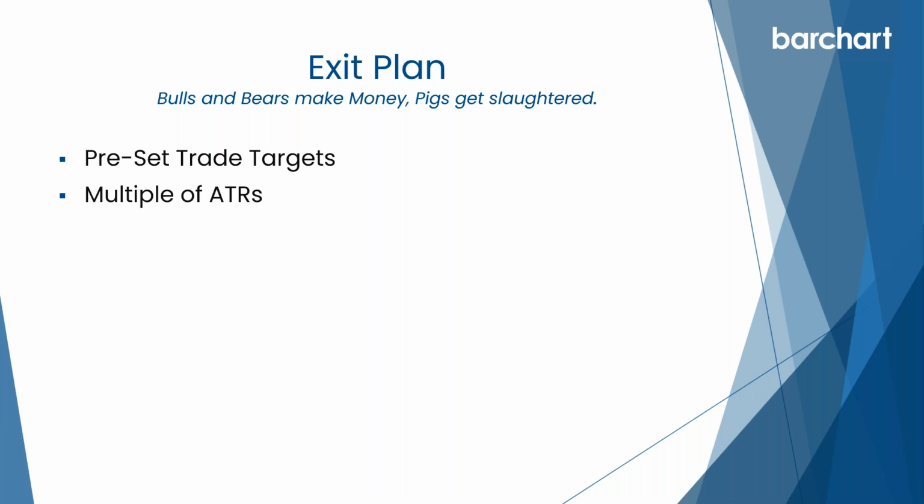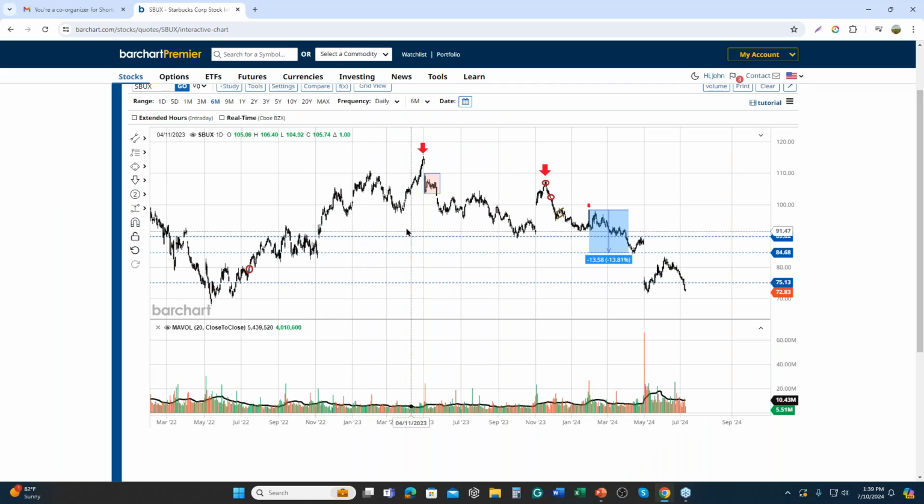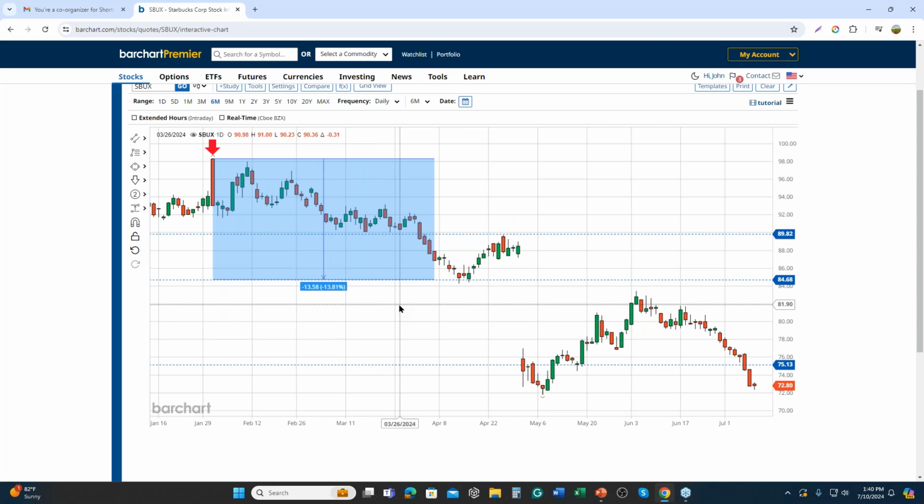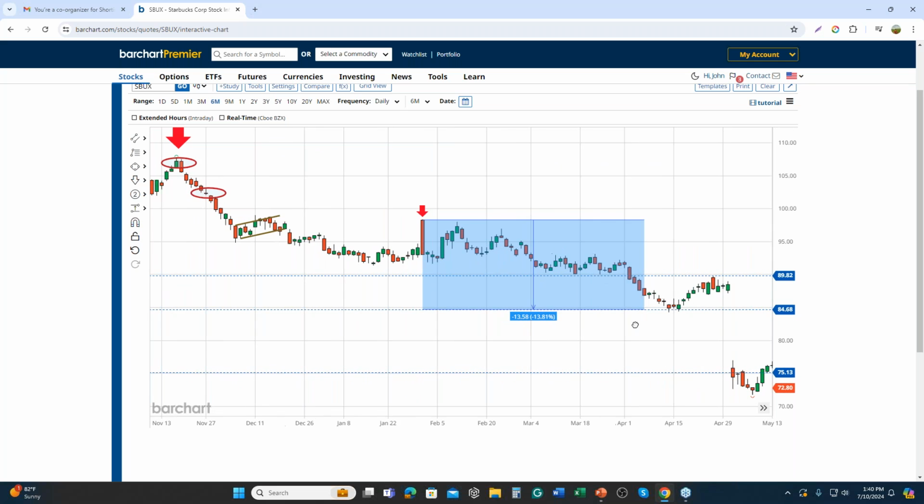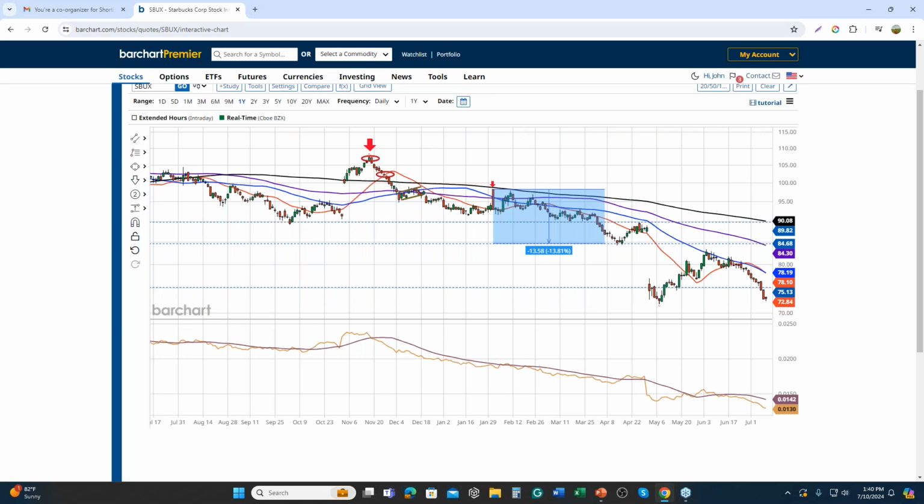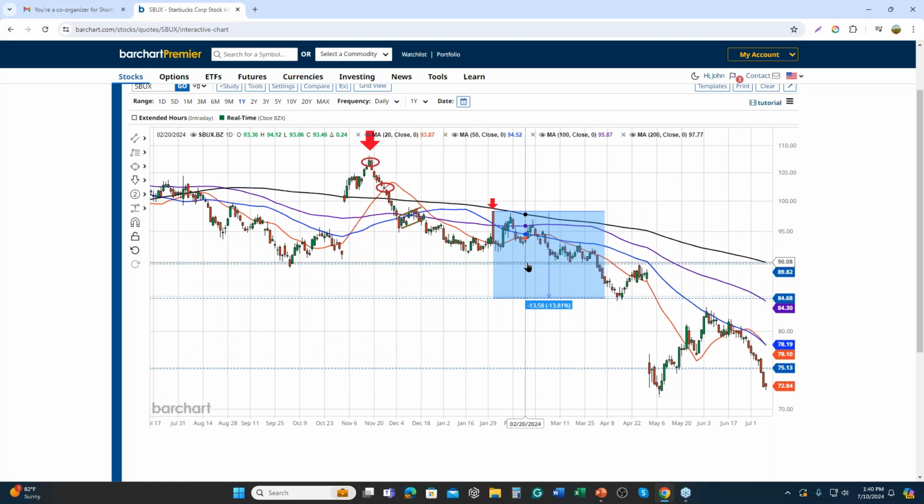So again, let's go back to that Starbucks trade. And let me do this. Get rid of volume. So first of all, let's say here was our potential entry. And again, let me put the moving averages back on top of this. Notice that our 200-day moving average is just above our potential entry.